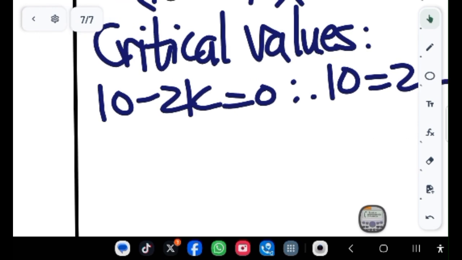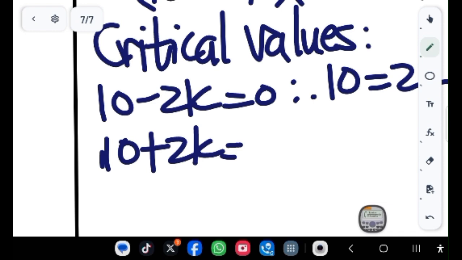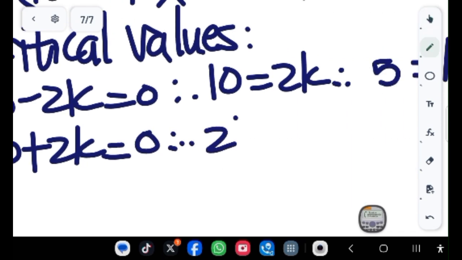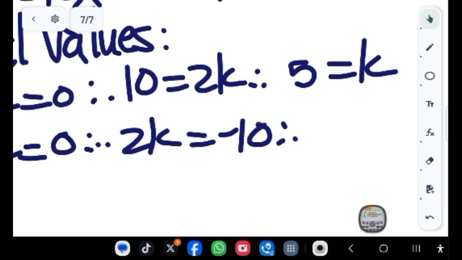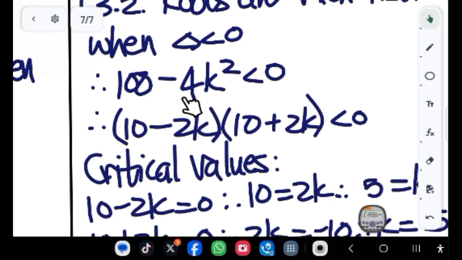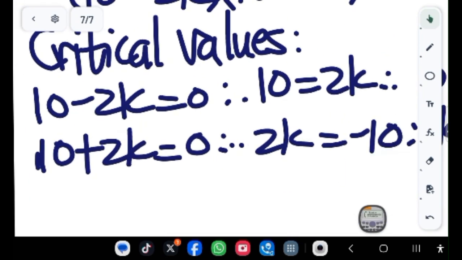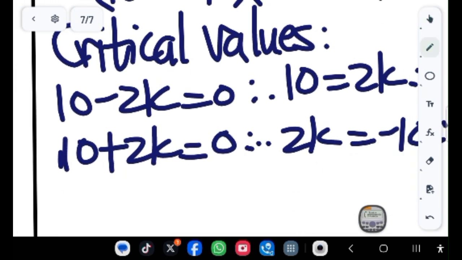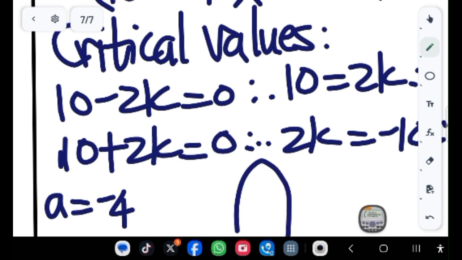Next, 10 plus 2k equals 0. Therefore, 2k equals negative 10, meaning that k equals negative 5. These are your critical values. Now, the coefficient of k squared is negative. It's negative 4, so meaning that the arms will look down.